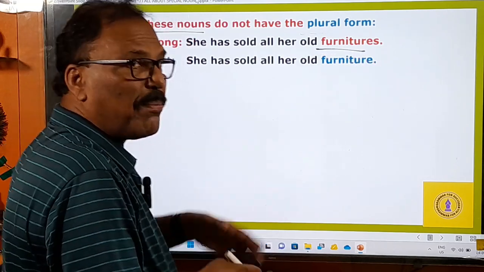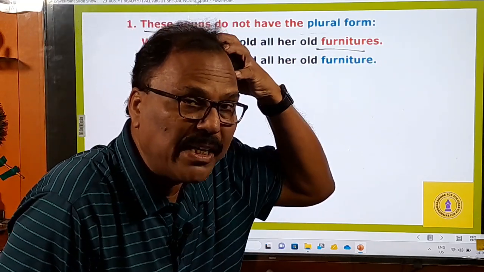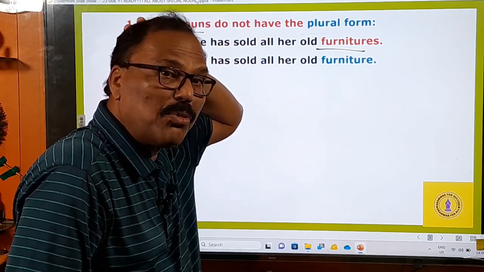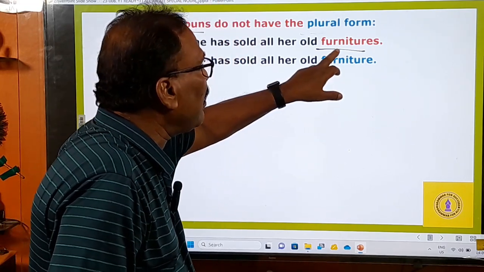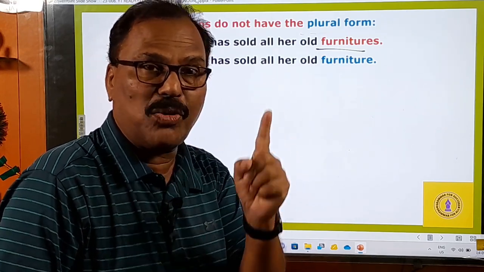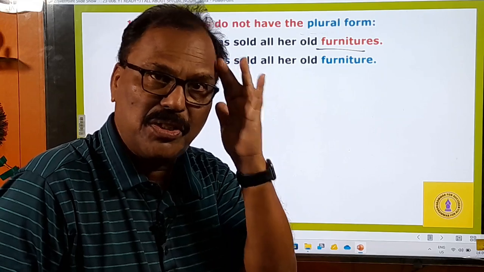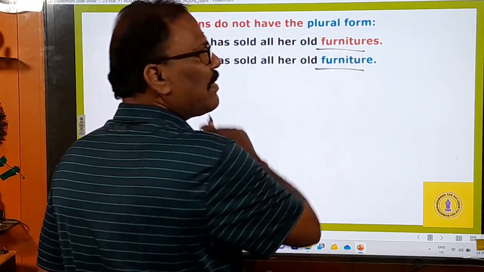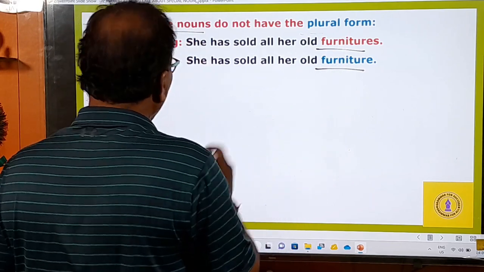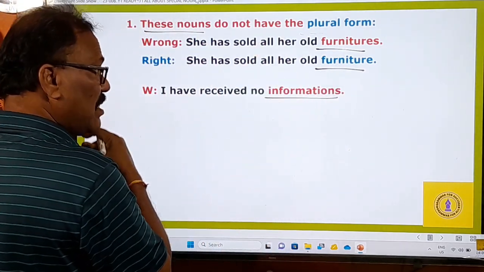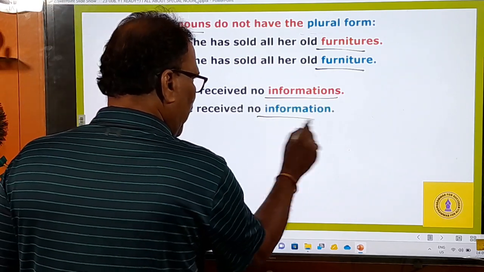You must keep all those uncountable nouns in your mind. Otherwise, you cannot be successful. Here furniture is an uncountable noun that has no plural form. Keep this point in your mind. Similarly, all other things: I have received no informations. Informations is wrong. You have to say information, right.